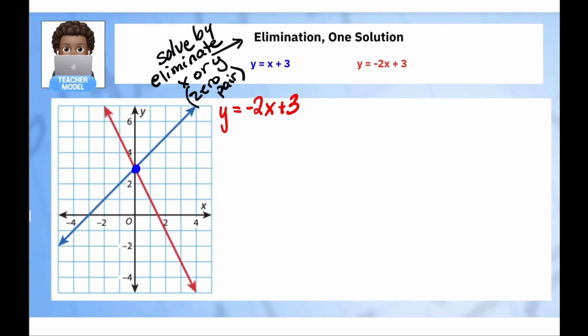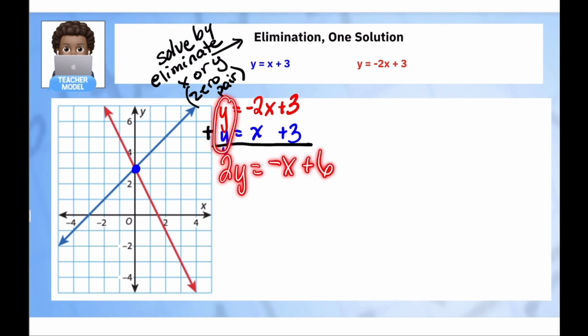I'm going to write my second equation. I want to give it a little bit more room. And imagine I'm adding these two together. Now, if I were to add them as is, I would just end up with 2y is equal to negative x plus 6. But our goal is to somehow eliminate one of these variables, and when we eliminate one, we can solve for the other. So if there was a way to eliminate this x, I could solve for y. That's going to be our goal.